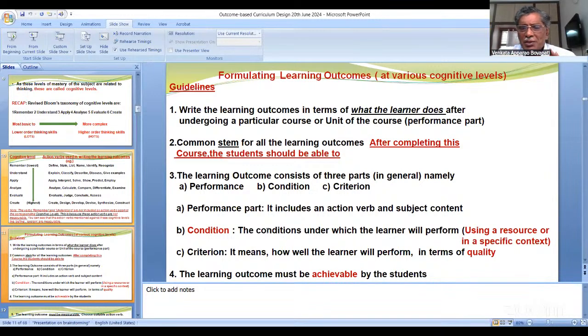Then criterion means how well the students will perform the action, how well in terms of a quality parameter. Students will be able to write a coherent paragraph without any error. Students will be able to do accounting without any error. Students will be able to design an algorithm without any error. That is the criterion part. So whenever necessary, you use the condition part and criterion part, but the performance part is compulsory in all the learning outcomes. That is the third guideline.